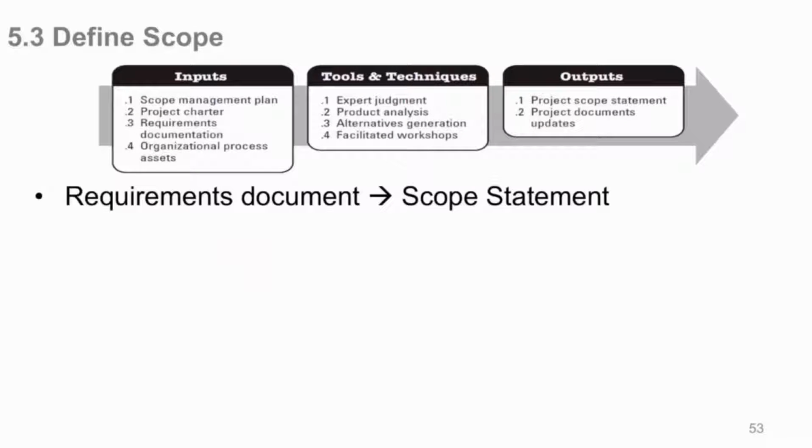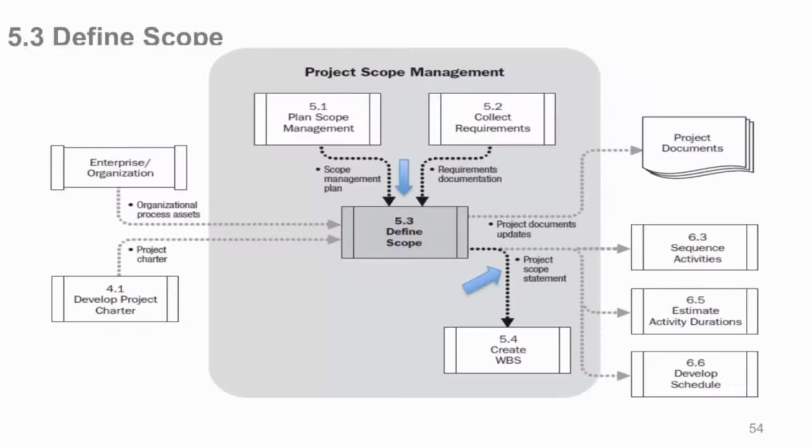So basically what happens here is now we have a requirements document, which is our overall view of the main requirements that the client wants. And we're going to transform that through certain tools and techniques into the scope statement, which is a very key document in project management here and in scope development. Here's our data flow diagram. Here are our main inputs: the scope management plan, how we're going to do these things.